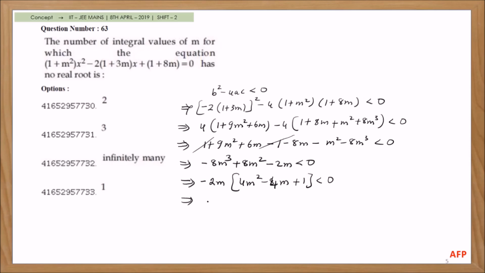So this implies minus 2m, and this is nothing but the a minus b whole square formula, 2m minus 1 whole square less than 0. Now you can see this part is positive, and this is negative, so this has to be positive only for the whole expression to be negative. So m must be greater than 0. So this implies that m has infinitely many values. Third option follows.